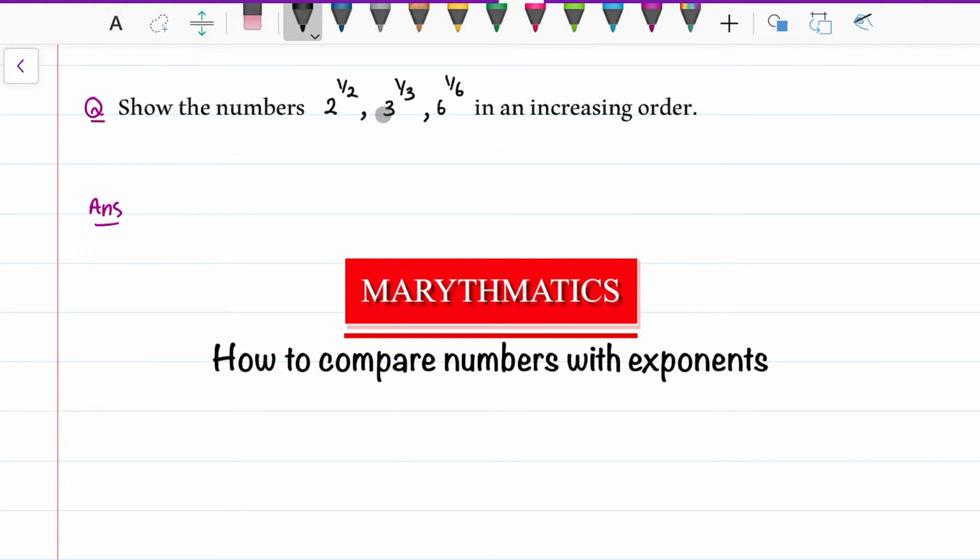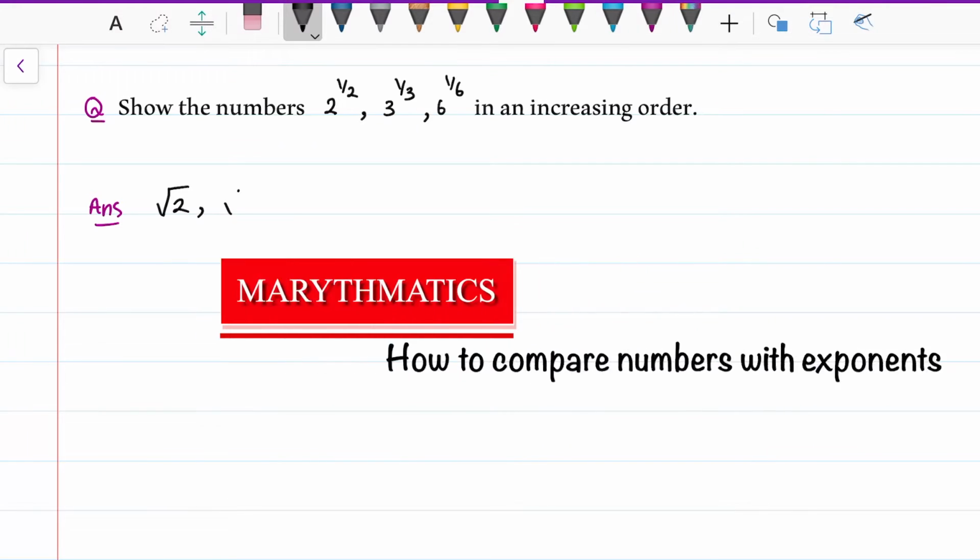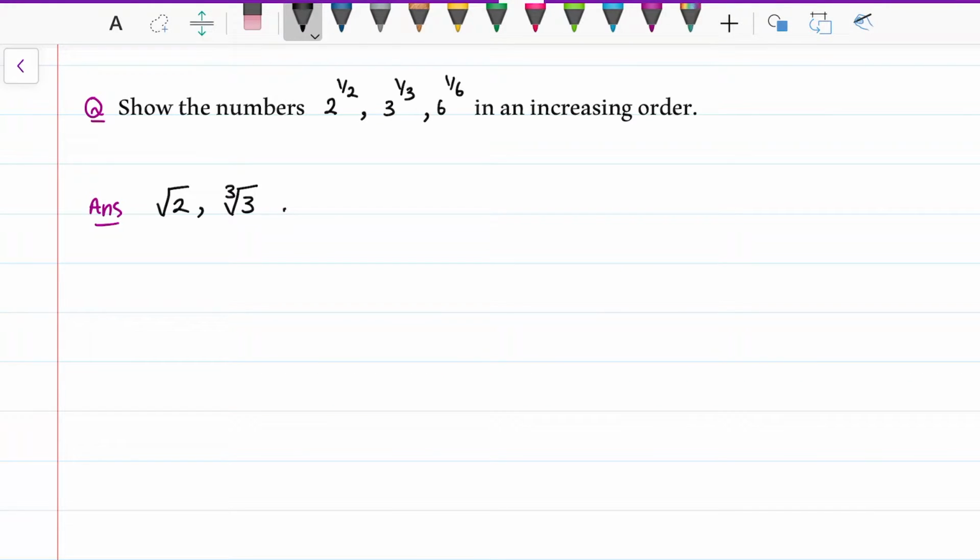Show these numbers in an increasing order. What do we have? We have a square root of 2, we have third root of 3, and we have sixth root of 6. I just know this one, which is 1.4, but without a calculator, I don't know these two numbers. So what should I do now?